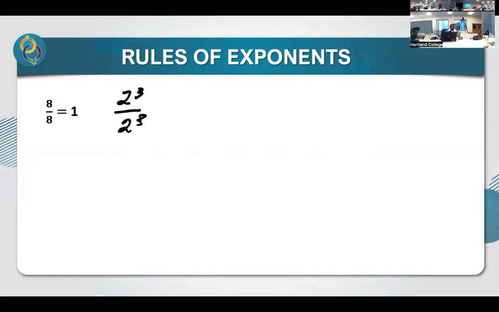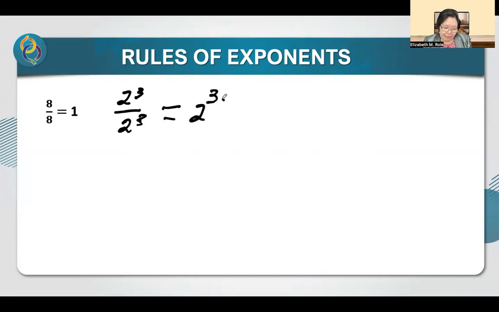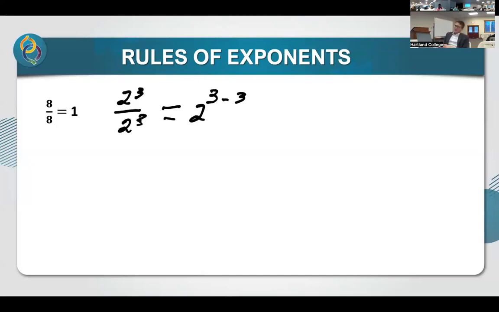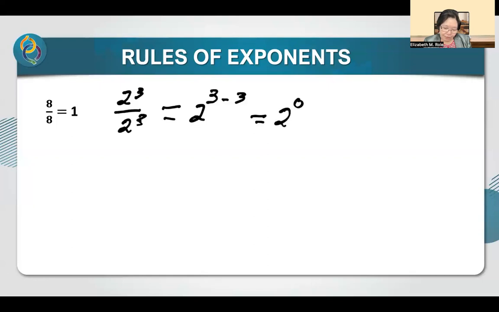All right. Now, 2 cubed over 2 cubed. Using the quotient rule, that is actually 2 raised to the 3 minus 3, right? Because the exponent is 3. So we just use the quotient rule, all right? So 2 to the 3 minus 3. And 3 minus 3 is equal to 0, correct? Yes. All right. Now, 8 divided by 8 is equal to 1. So this tells us that 2 to the 0 is equal to 1.